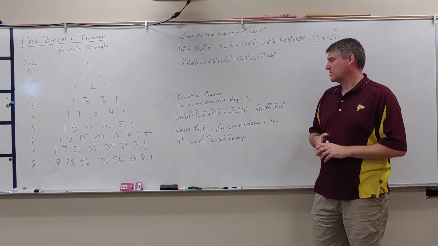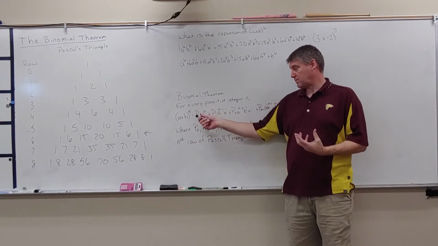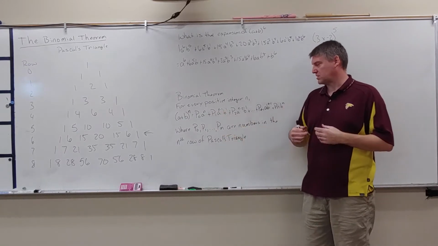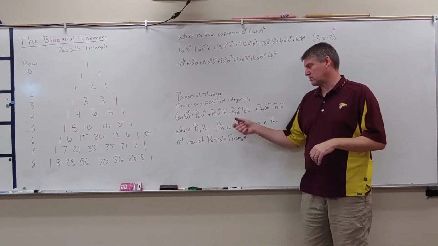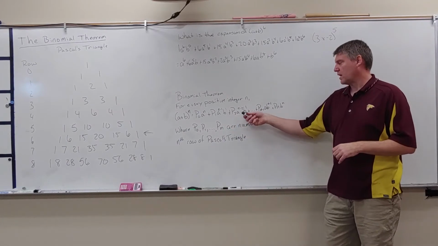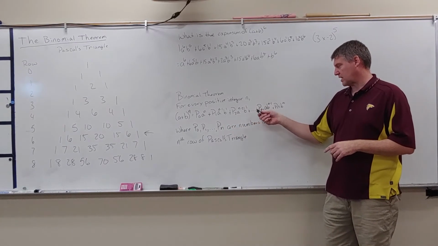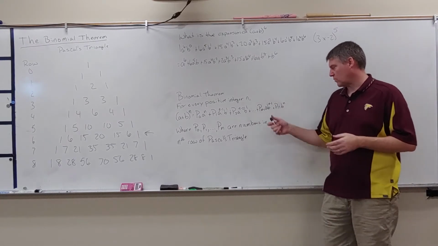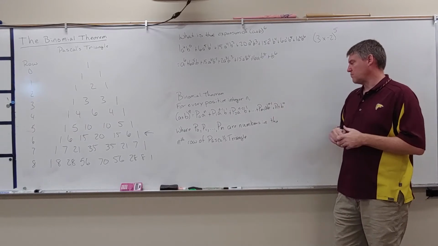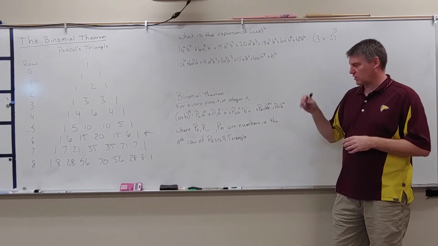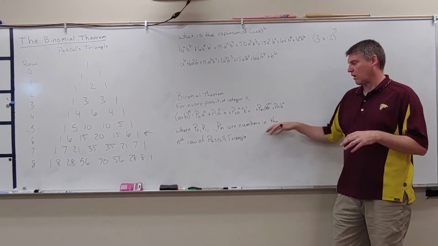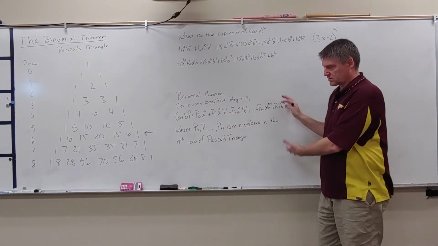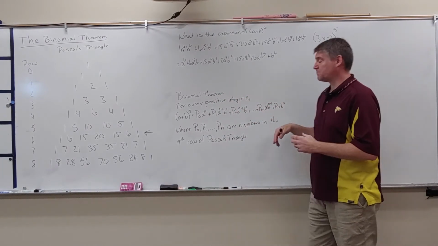For every positive integer n, a plus b to the n power equals p sub 0, a to the n, plus p sub 1, a to the n minus 1, b to the 1st, plus p sub 2, a to the n minus 2, b to the 2nd, plus dot, dot, dot, plus p sub n minus 1, a to the 1st, b to the n minus 1, plus p sub n, b to the n, where p sub 0, p sub 1, and all the way out to p sub n are numbers in the nth row of Pascal's triangle. That's what we just did here, right? So this is the complicated wording of it.